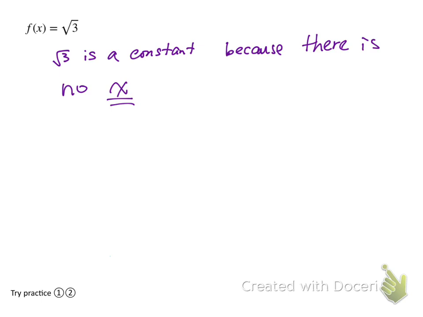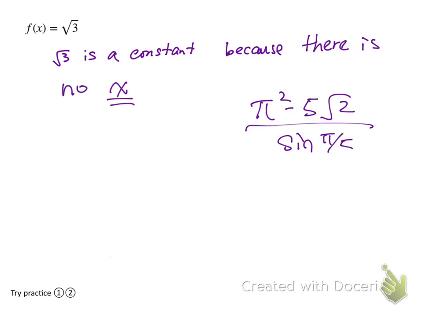So you can make things as complicated as you want. Pi squared minus 5 square root of 2 over, I don't know, sine pi over 5. No. Do you see an x? No. Then it doesn't really matter what this number is. It's a number. Constant. Its derivative is 0. So going back here, f prime of x is 0 because square root of 3 does not change when x changes. Okay, now you can try the practice questions number 1 and number 2.